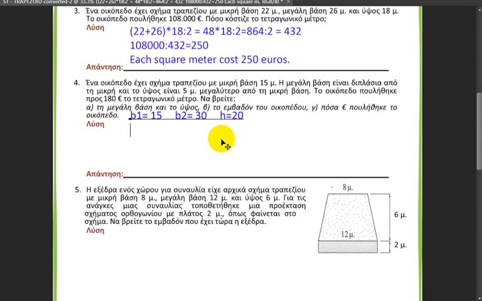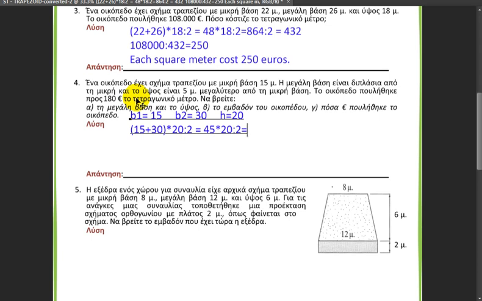Now that we know each of the lengths that we care about, we can figure out the area and then how much it was sold for if each square meter went for 180 euros. So we're going to need to do 15 plus 30 times 20 divided by 2. And this makes 45 times 20 divided by 2.